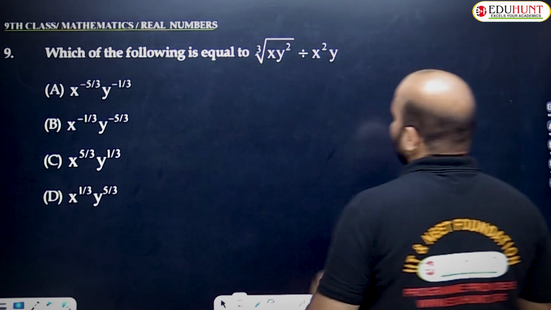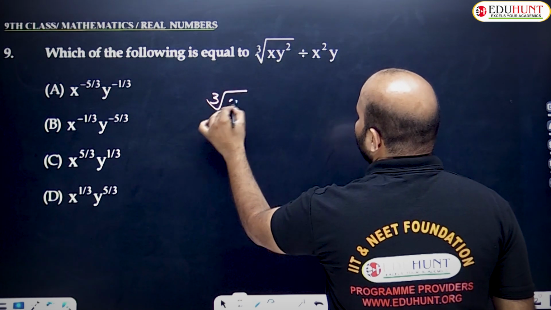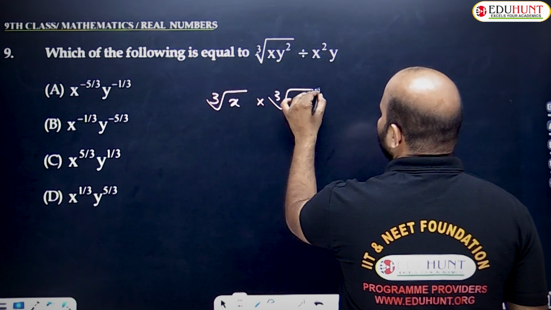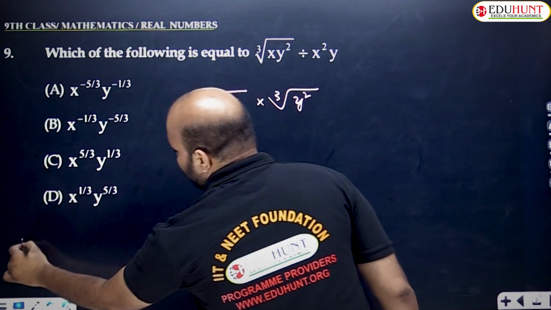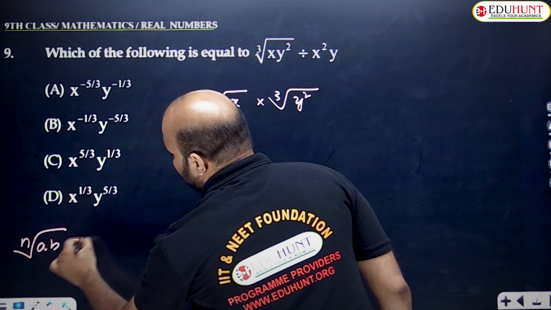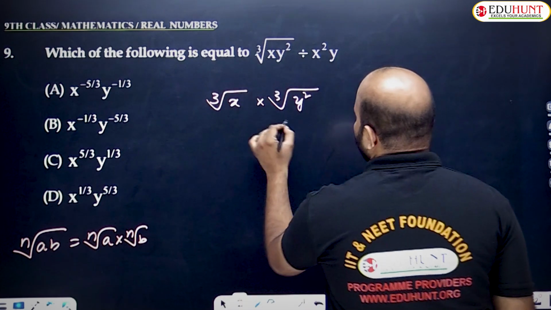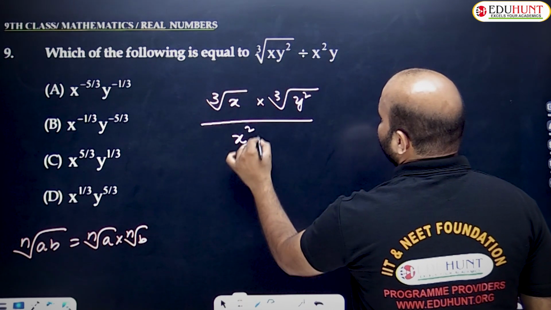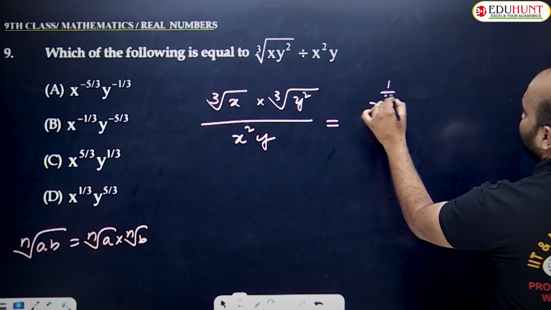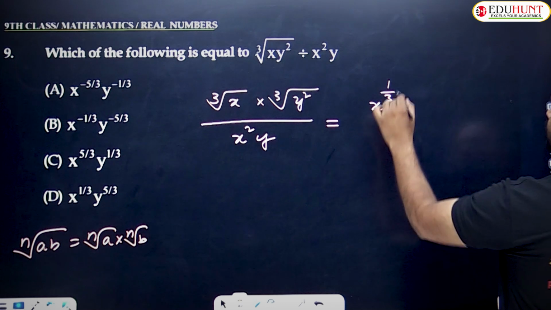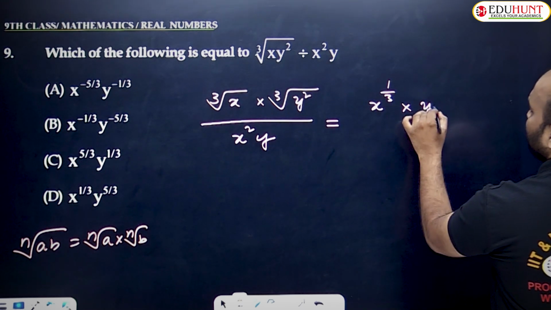So clearly we need to understand. The cube root of x y square can be written as cube root of x into cube root of y square. According to the nth root rule for a and b, nth root of ab can be written as nth root a into nth root b. Am I clear? It is divided by x square y. Therefore, cube root of x can be written as x power 1 by 3, and cube root of y square can be written as y power 2 by 3.